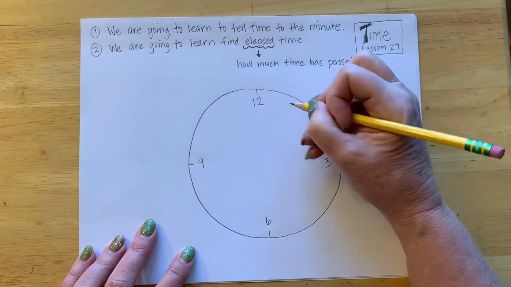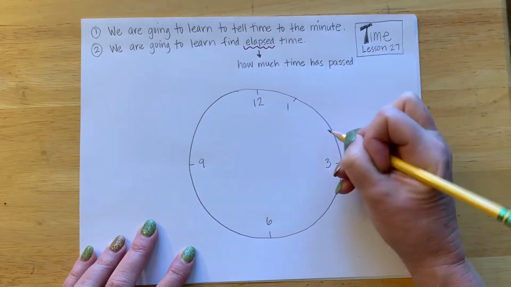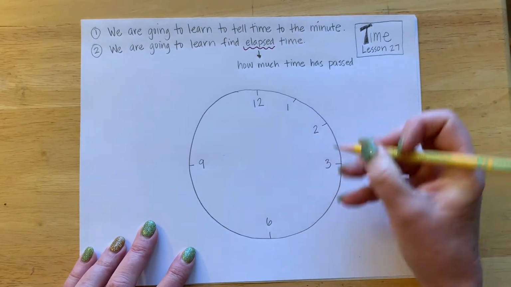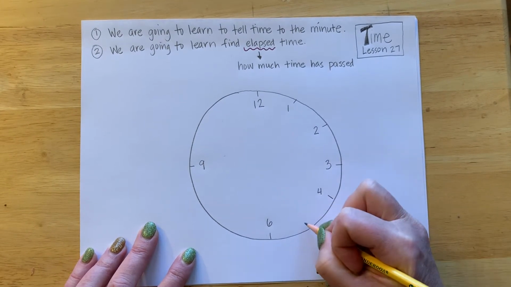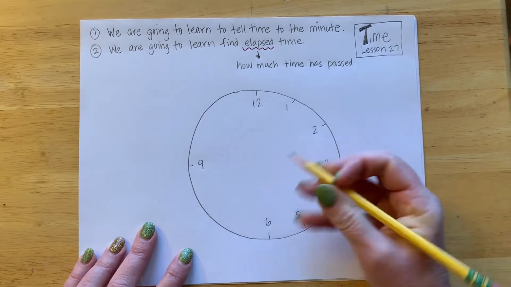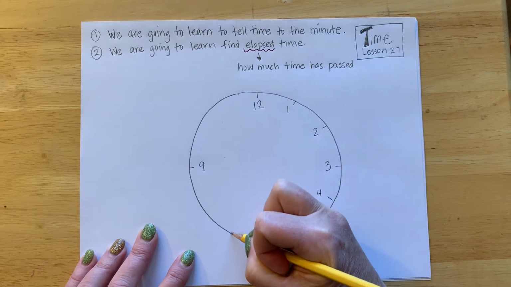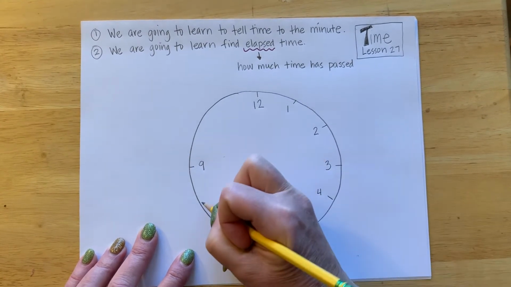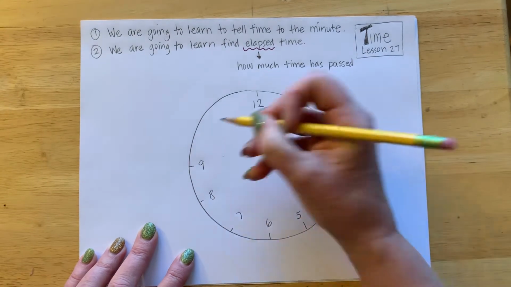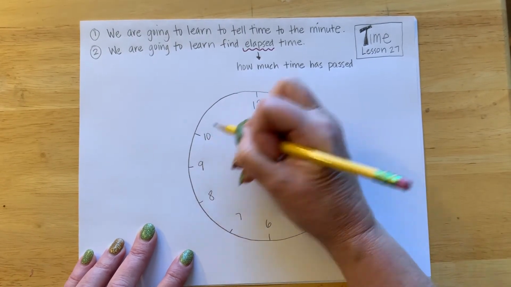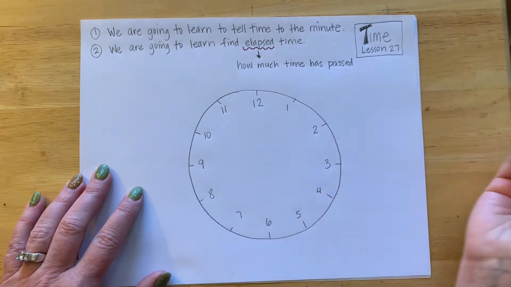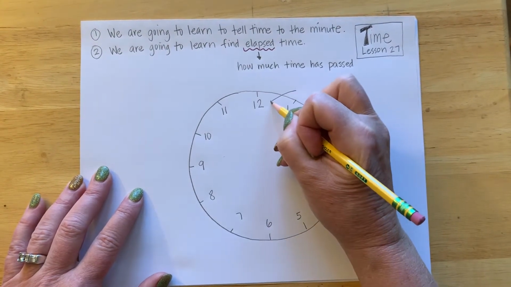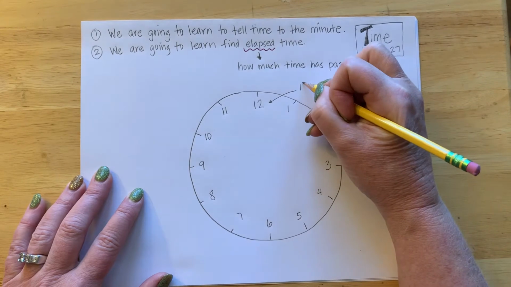Between 12 and 3 o'clock, we should have 1 o'clock and 2 o'clock. Between 3 and 6, we should have 4 o'clock, 5 o'clock. Between 6 and 9, we should have 7, 8, and then up here we have 10 o'clock and 11 o'clock. Now remember, these are the hours. So if you need to, go ahead and draw a little arrow. These are the hours.